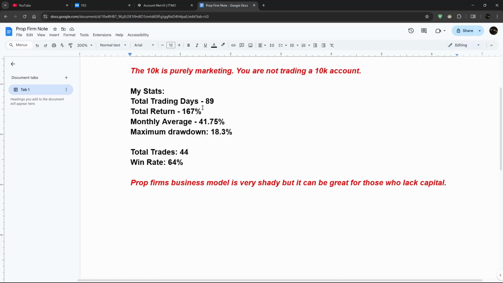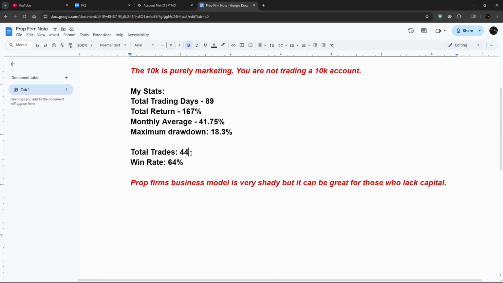Here are my stats. I traded for 89 trading days, and this is excluding weekends and holidays. So in total, it took me 89 days, which overall is 4 months. And in those 89 days, I took 44 trades. So in 89 trading days, I executed 44 trades, which is less than 1 trade per day.